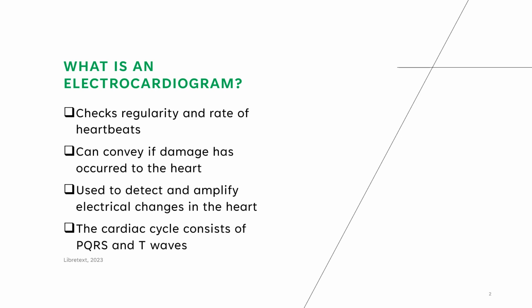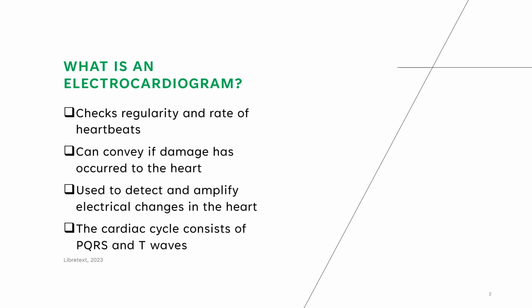The ECG device is used to detect and amplify the electrical changes caused by the heart muscle depolarizing during a heartbeat. The device can translate the information into a graphical presentation. So we want to look at what happens: it checks the regularity and rate of the heartbeats. It can convey if damage has occurred to the heart. It's used to detect and amplify the electrical changes in the heart, and it displays it.